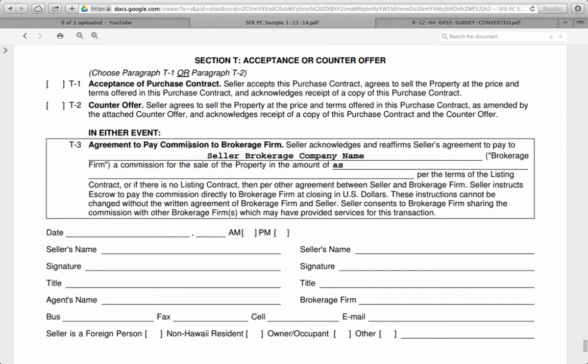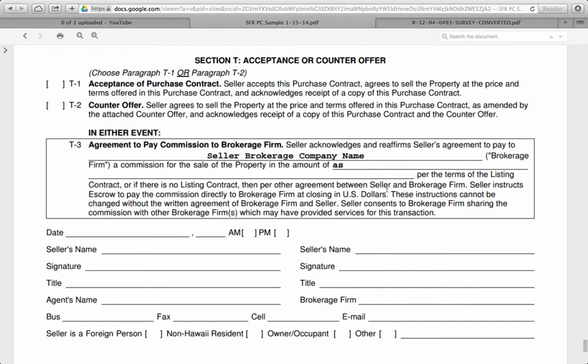So as you read it here, agreement to pay commission to a brokerage firm: seller acknowledges and reaffirms seller's agreement to pay to, you could say, Elite Pacific Properties, a commission for the sale of the property in the amount of, and then you would put in the 3% here. That way, if you are working with the seller and it's a for sale by owner and they don't have a listing agreement, you would still be able to contractually obligate them to pay you by way of this box. And that's a good way to determine that.